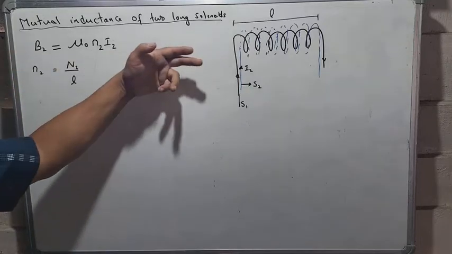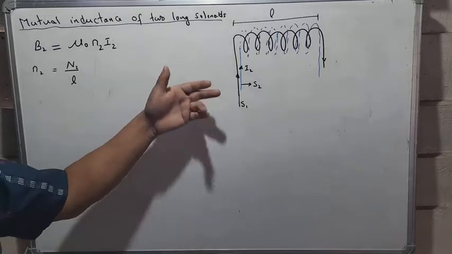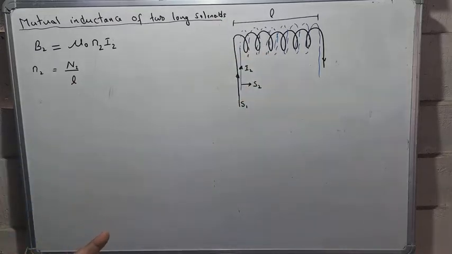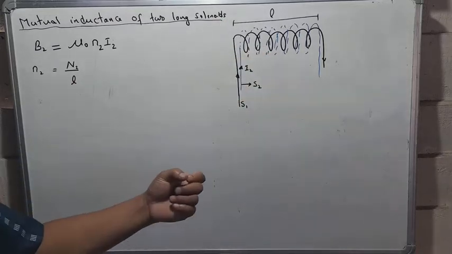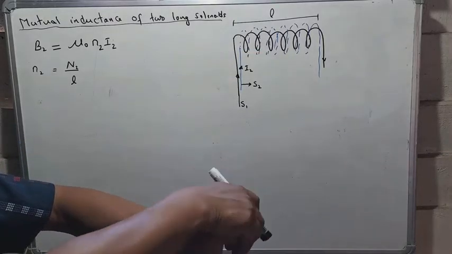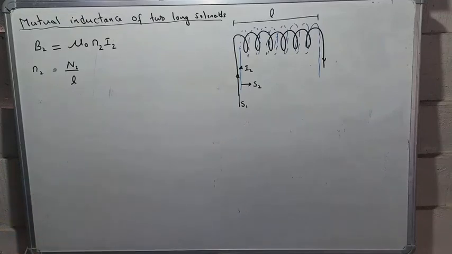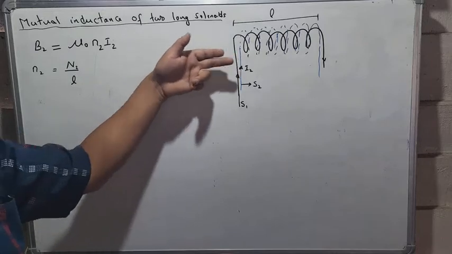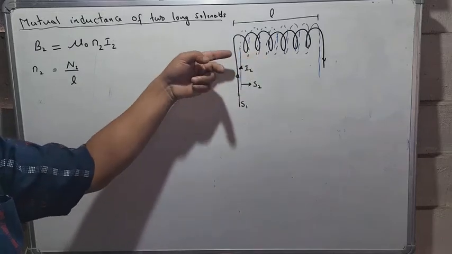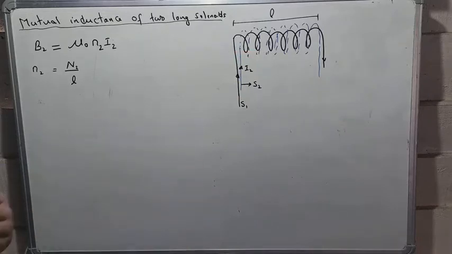Now this magnetic field inside the second solenoid is a changing magnetic field, and so the magnetic flux linked with the second solenoid will change. Because the two solenoids, as I said, are wound so close to each other, the magnetic flux which is changing inside the second solenoid will also link with the first solenoid.